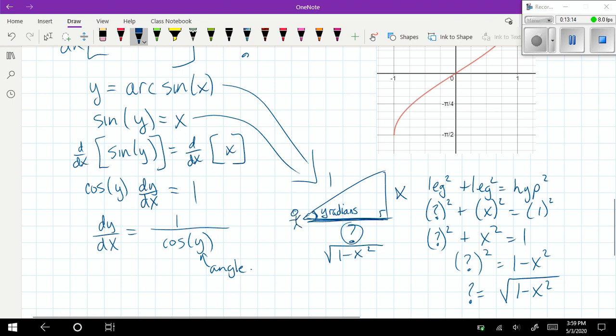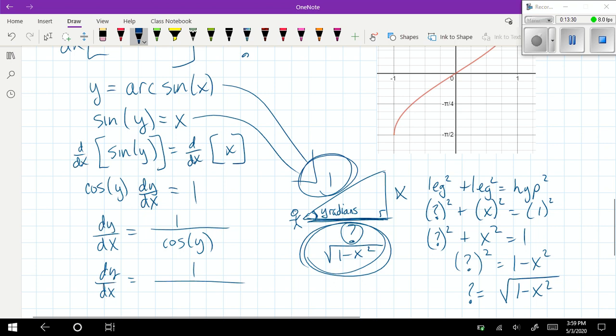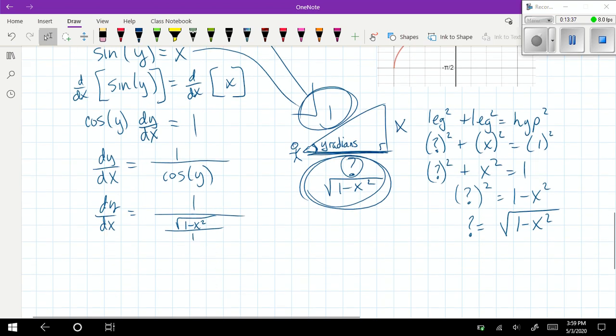Now here I am over here at angle y. This is my position. And now I want to talk about what is the cosine of that angle measurement. So my dy dx turns into 1 over, and cosine compares the adjacent to the hypotenuse. And so my adjacent is the square root of 1 minus x squared, and my hypotenuse is a 1, which I don't have to write it. It's negligible because it's a 1. So dy dx is equal to 1 over the square root of 1 minus x squared.